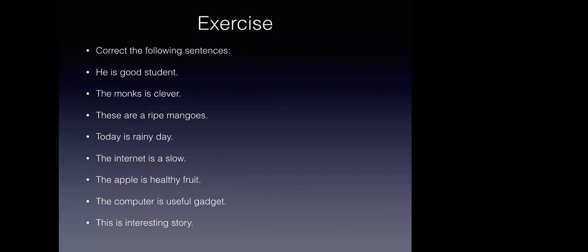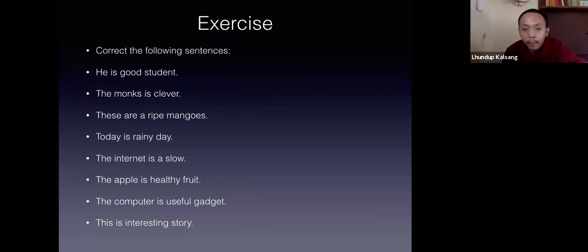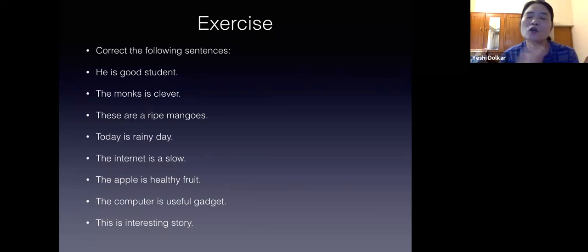The internet is slow. No article, not 'a'. Slow is an adjective, and there is no noun coming after it. So don't put an article. Internet is slow.